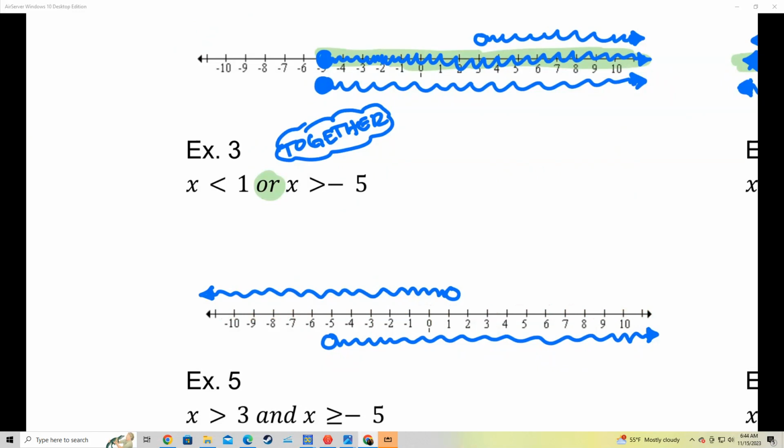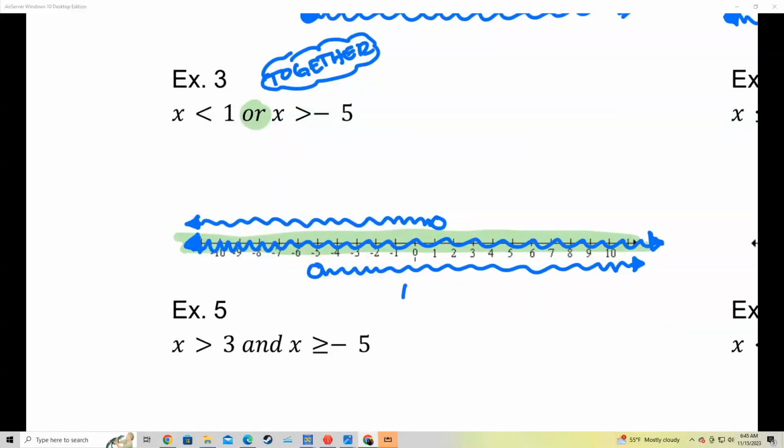So when I put these two inequalities together, I'm going to get everything. Every single one of these numbers got shaded somewhere. So my final answer is going to be all of the numbers. And I don't know if you remember, but if you have everything colored in, we say that all real numbers are your solution. And if you want to get fancy, you can also write all real numbers like this.